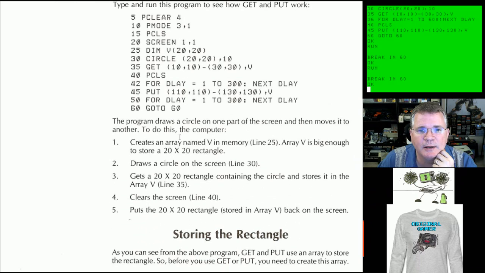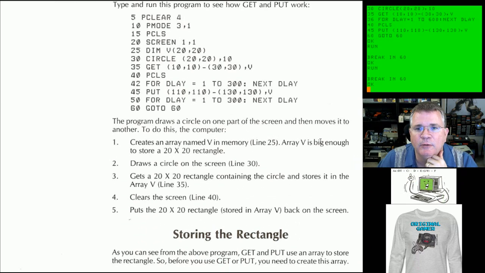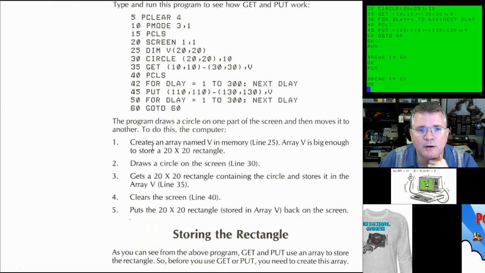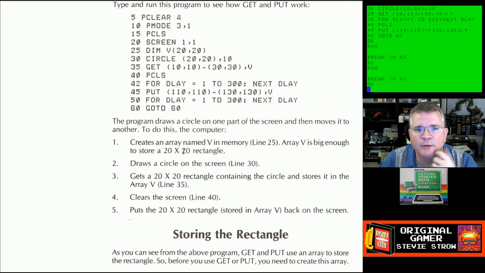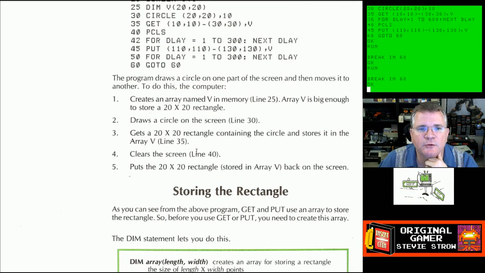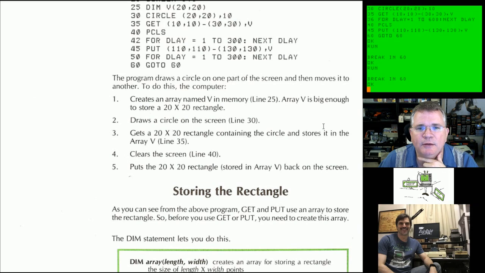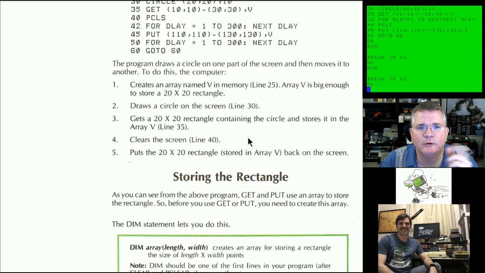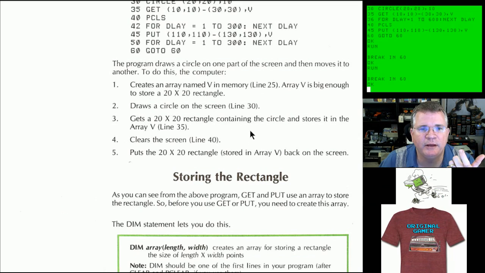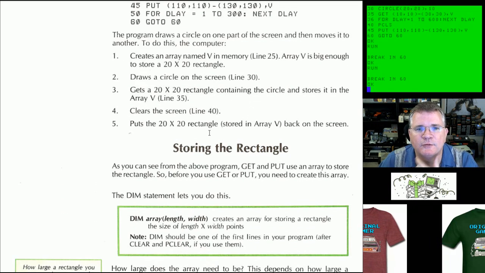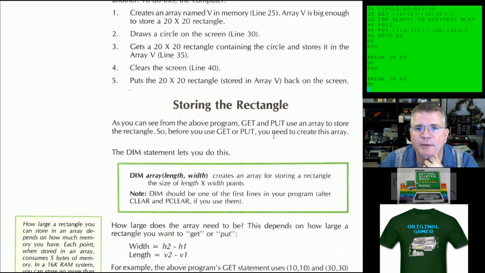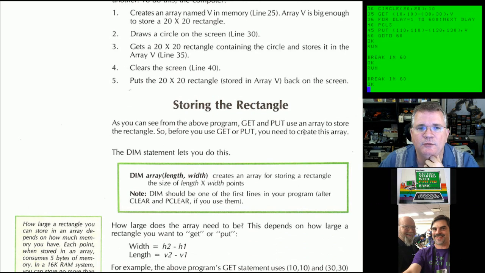It says we created an array named V. The array V is big enough to store a 20 by 20 rectangle. According to this, this number needs to match the number of pixels you're going to grab. We drew the circle, we get a 20 by 20 rectangle containing the circle, and we store it in the array called V. We clear the screen, and then we put it further down on the screen. So as you can see from the above program, get and put uses an array to store the rectangle. Before you use get and put, you need to create this array.